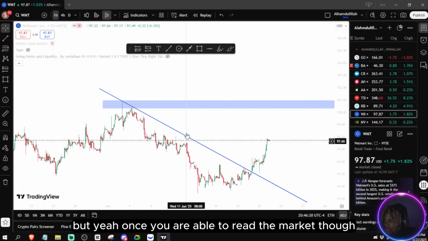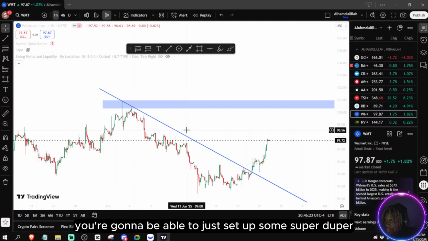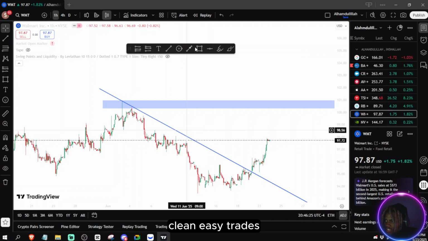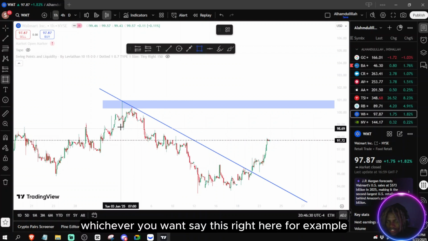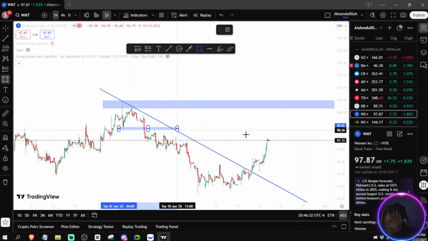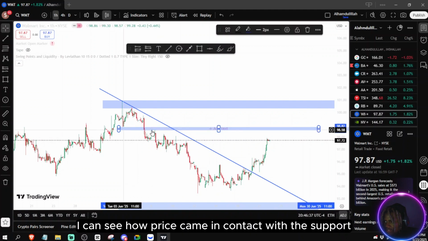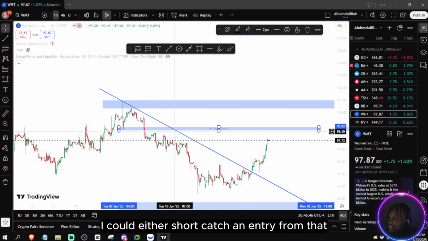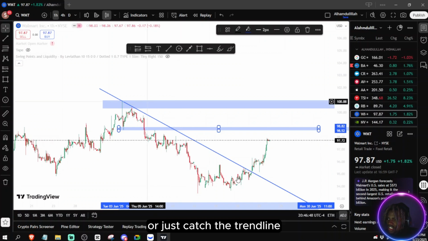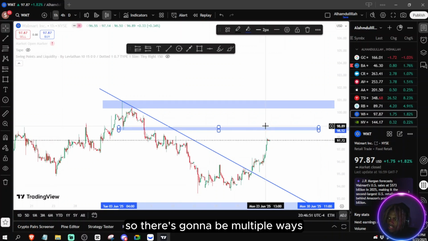But yeah, once you are able to read the market though, you're gonna be able to just set up some super duper clean and easy trades. So you can either play trend line or mark out some break and retest, whichever you want. Say this right here, for example. I can see how price came in contact with the support, with the resistance right here. Okay, so I know that price most likely will want to short from here again. Okay, so if it does, I can either short, catch an entry from that, or just catch the trend line continuation all the way up. So there's gonna be multiple ways you can go ahead and play.